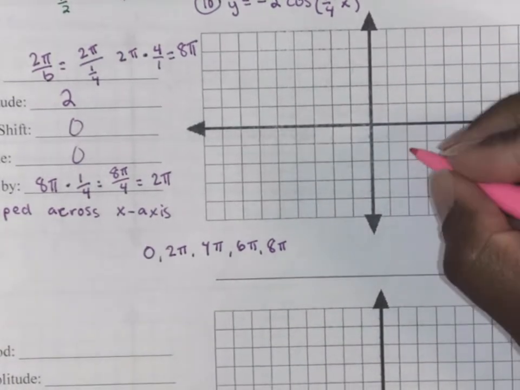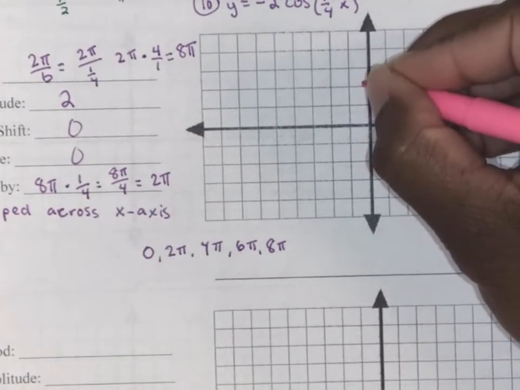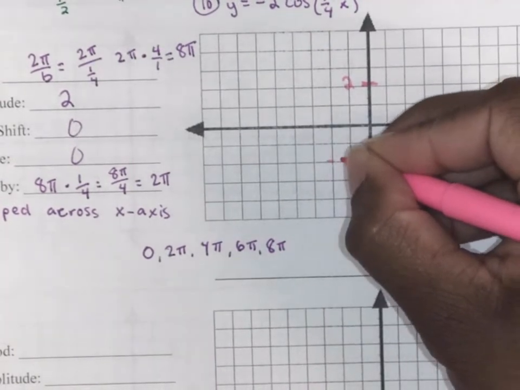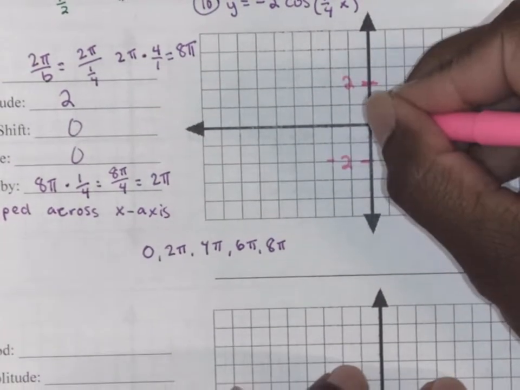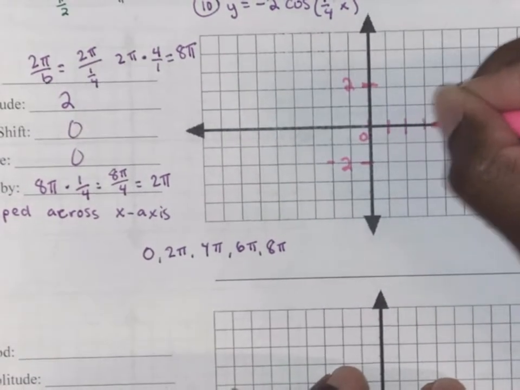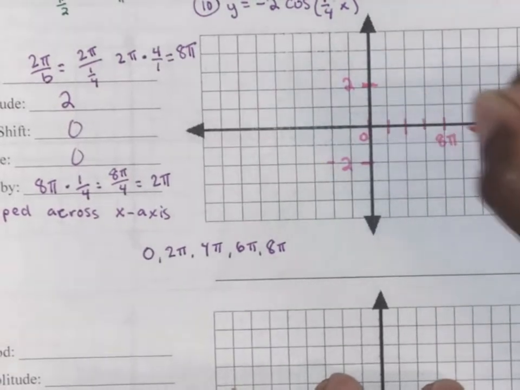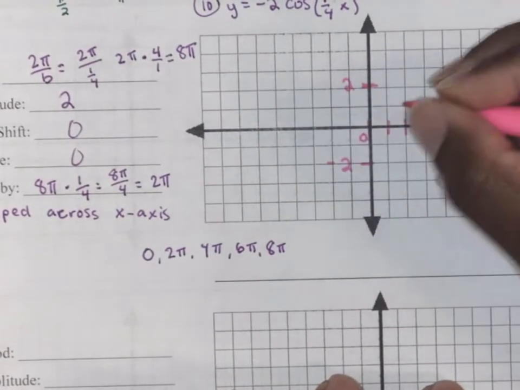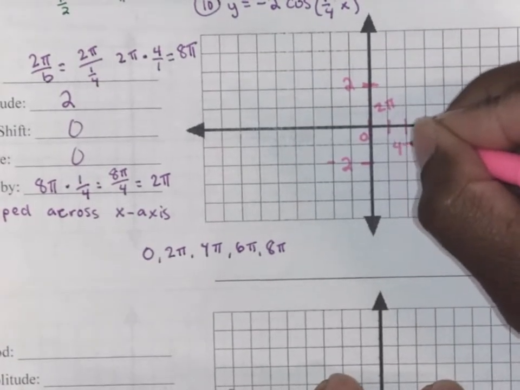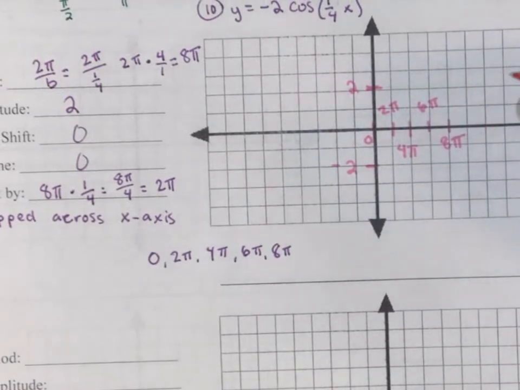So looks like we're good to go. I'll start labeling things. So my amplitude goes up to +2 and as low as -2. Then my first 5 points are 0, and I finish at 8 pi. So first point 0, second one's 2 pi, third halfway point 4 pi, 6 pi, 8 pi.